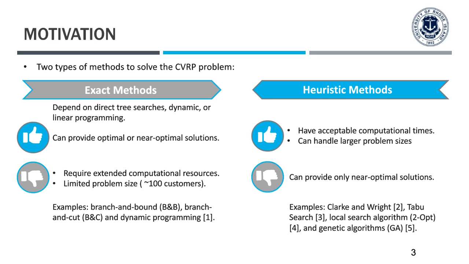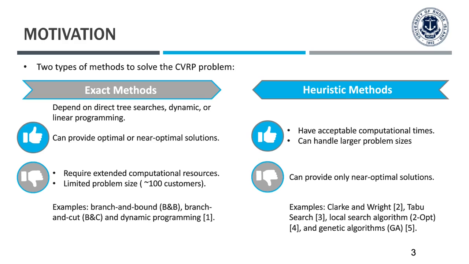There are many methods to solve the VRP problem, but they can be divided into two types, the exact methods and the heuristic methods. Exact methods depend on tree searches, dynamic or linear programming. The positive thing about the exact methods is that they can provide optimal or near optimal solutions, but they require extended computational resources and they have limited problem size to handle, about 100 customers. Examples include branch and bound, branch and cut, and dynamic programming.